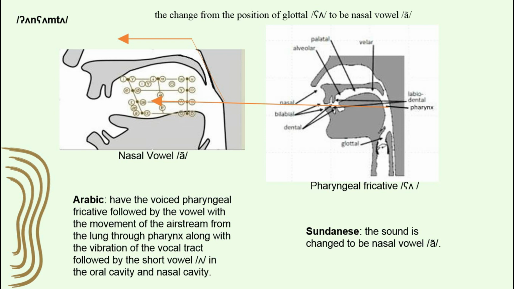This sound then involves three places of articulation. First, the pharynx, second, the oral cavity, and executed in the nasal cavity. Since the first place before the vowel lies at the pharynx, this consonant is called the pharyngeal fricative. Different from the Sundanese sound system, this table shows that the sound is changed to a nasal vowel.